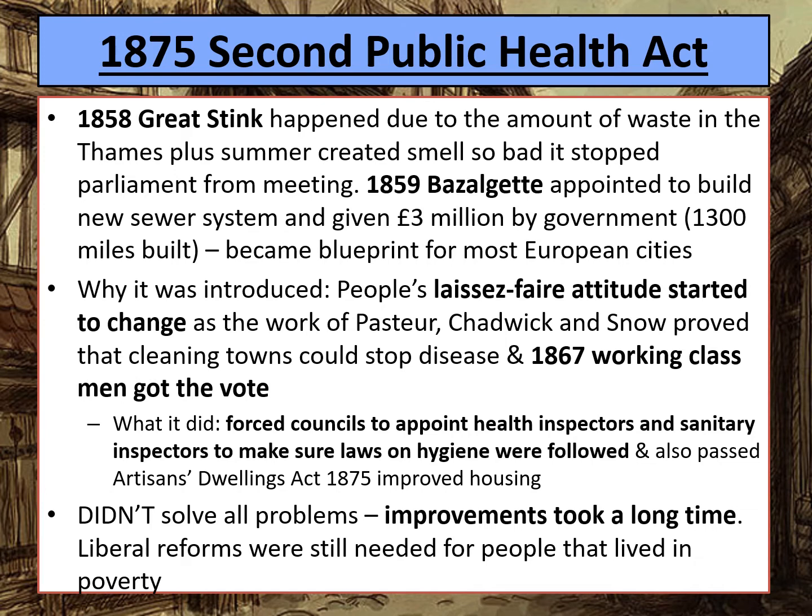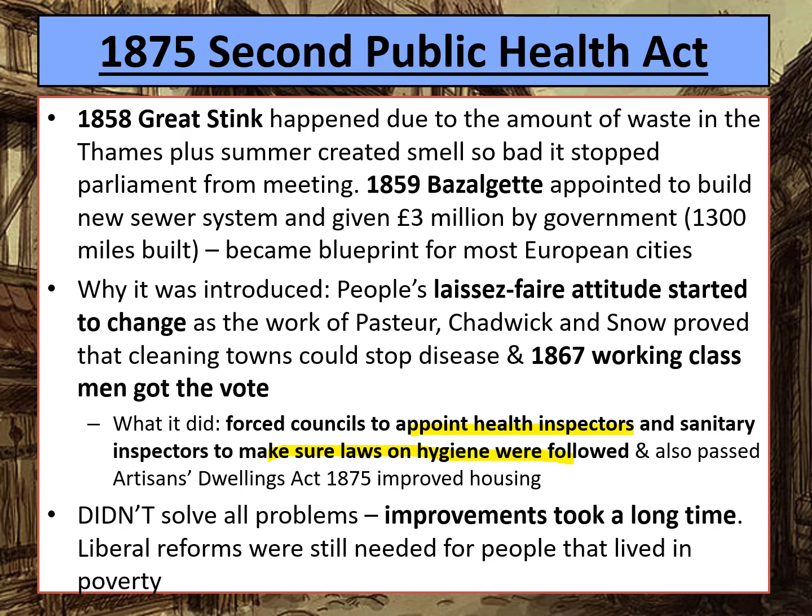So the second Public Health Act was a monumental change. It now forced councils to appoint health inspectors and sanitary inspectors to make sure that these laws on hygiene were followed. It said that they had to provide clean water. It said they had to do things like collecting waste, and they had to appoint a medical inspector who would make sure that these laws were followed. So this was a real change. And there's lots of different reasons why the government then passed this 1875 compulsory second Public Health Act.